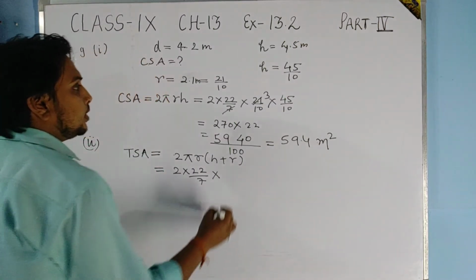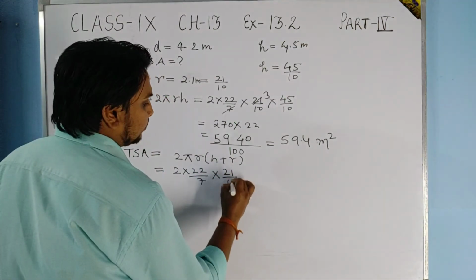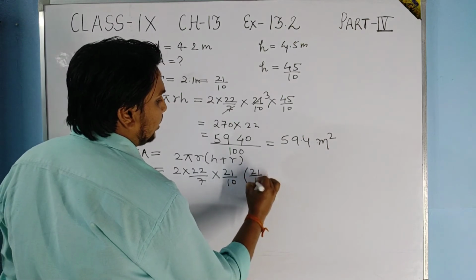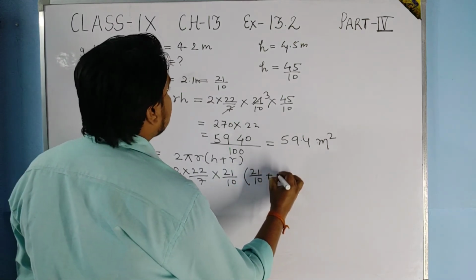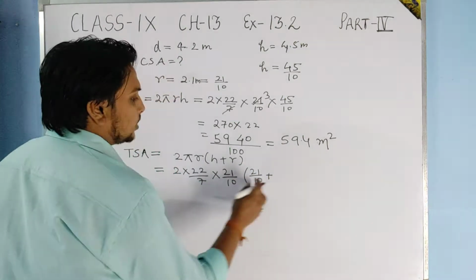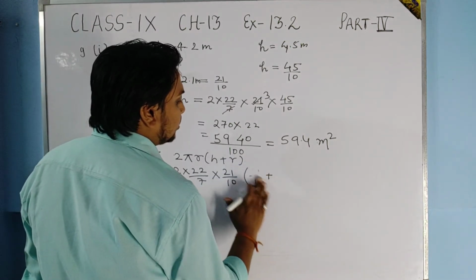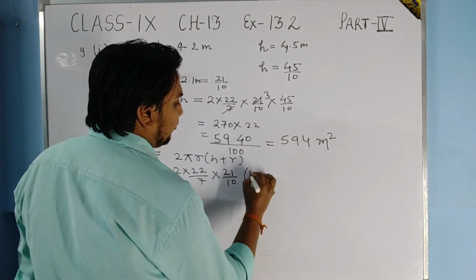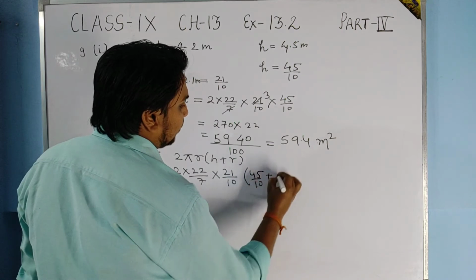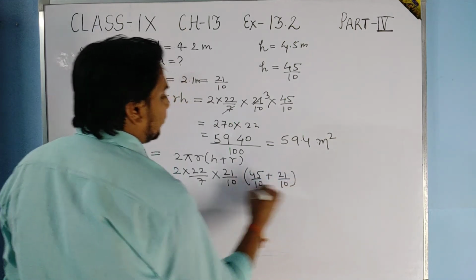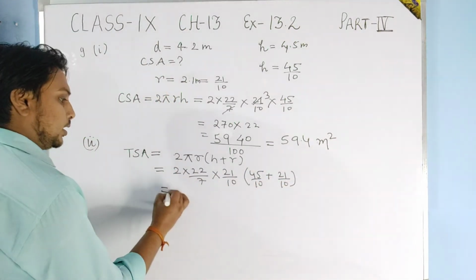R is 21 by 10 in the bracket, 21 by 10, and radius is 21 by 10. H is 45 by 10 and it is 21 by 10. Firstly, we'll find the total surface area.